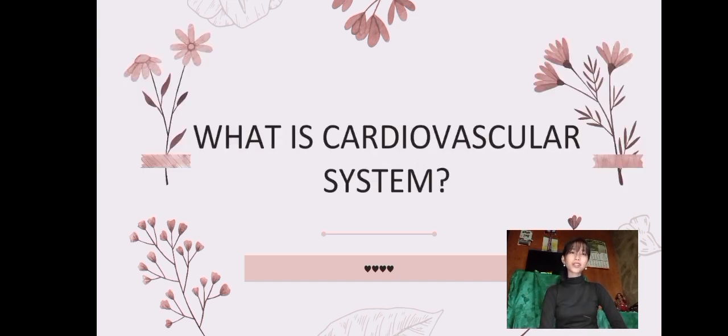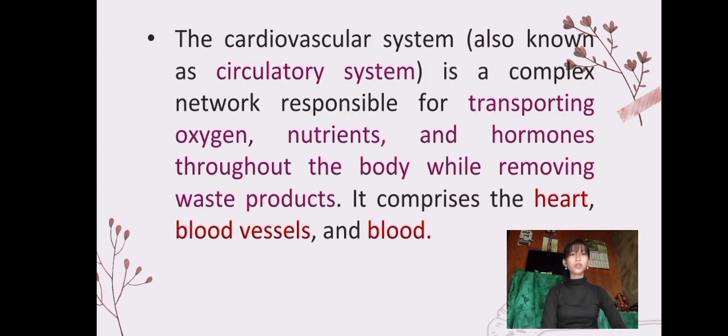So, what is the cardiovascular system? The cardiovascular system, also known as the circulatory system, is a complex network responsible for transporting oxygen, nutrients, and hormones throughout the body while removing waste products. It comprises the heart, blood vessels, and blood. These three are the components of the cardiovascular system.